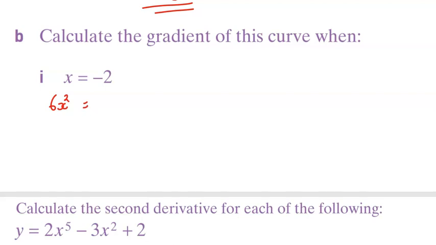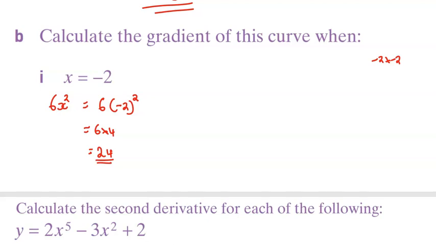Just a reminder here, it's 6 and then we have negative 2 squared. That is negative 2 times negative 2, which is positive 4. So the square of any negative number is always positive. It's going to give us 6 multiplied by 4, which is 24. So we're going to get 24. That is how we differentiate it.